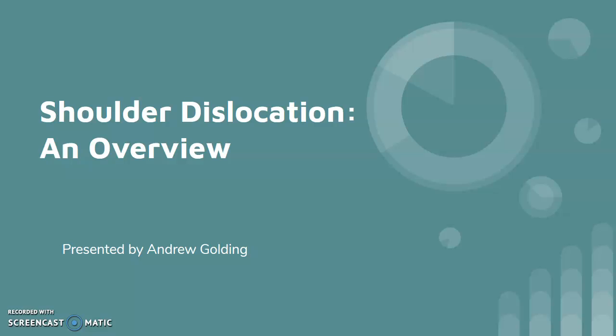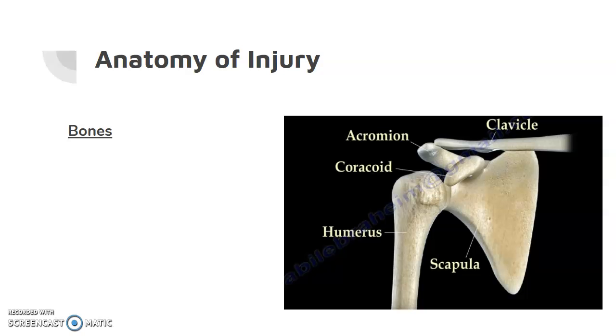This is an overview of the ubiquitous injury, the shoulder dislocation. First, we should familiarize ourselves with the anatomy of the bones, muscles, and ligaments that are involved in the injury. We will start with the bones.